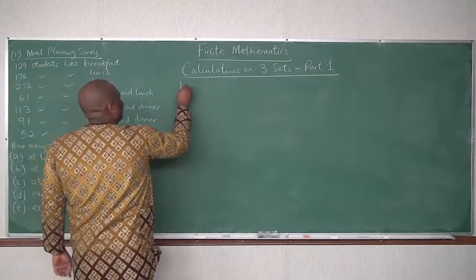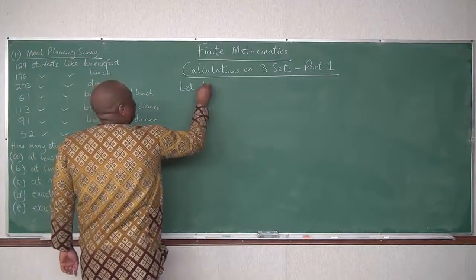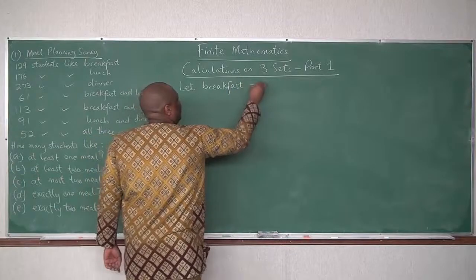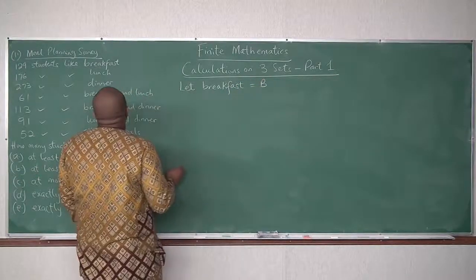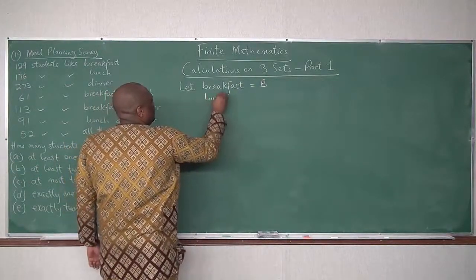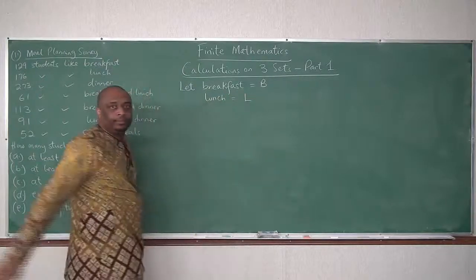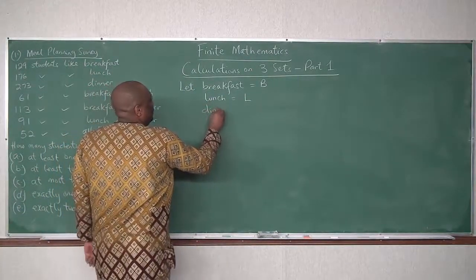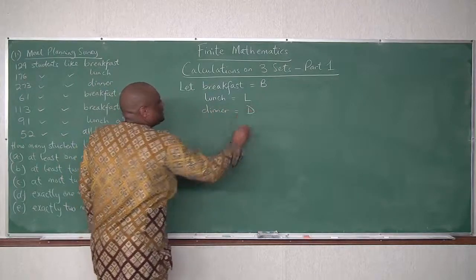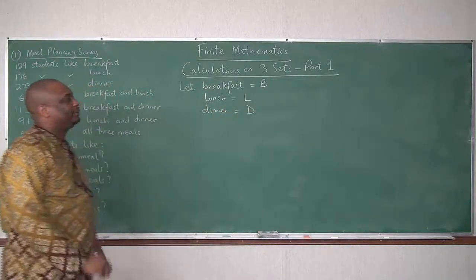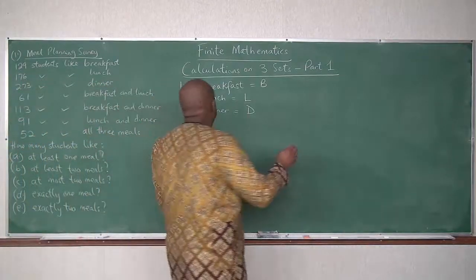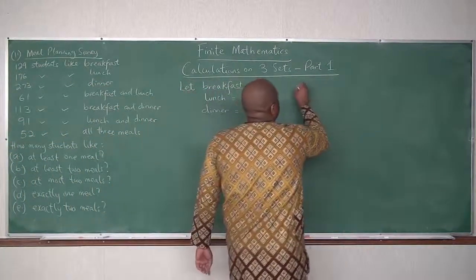So the first thing I want to do is say, let breakfast be B, let lunch be L, uppercase L, and let dinner be D. That is the first thing I want to write. And then let me come here and draw the Venn diagram.